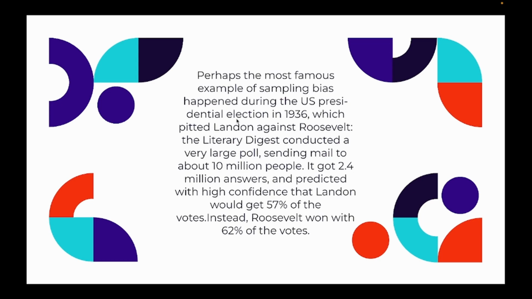And this is one of the most interesting facts I found about having the wrong kind of dataset, and perhaps the most famous example of sampling bias. It happened during the US presidential election in 1936, which pitted Landon against Roosevelt. A magazine conducted a very large poll, sending mail to about 10 million people. It got 2.4 million answers and predicted with high confidence that Landon would get 57% of the votes. Instead, Roosevelt won with 62% of the votes.